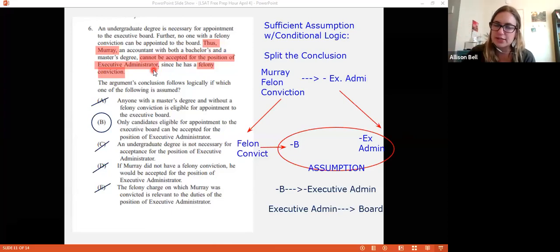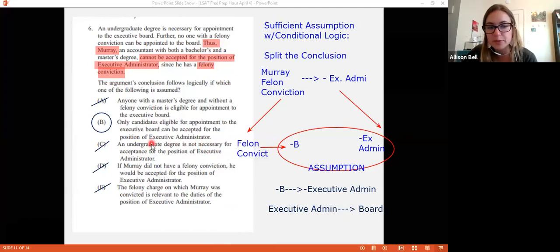And usually the correct answer is going to need to sort of link that new thing back into the existing argument, which is something that B does. It links the idea of being an executive administrator back to what we know about Murray, which is that he has a felony conviction. All right, I'm going to pause for a second.